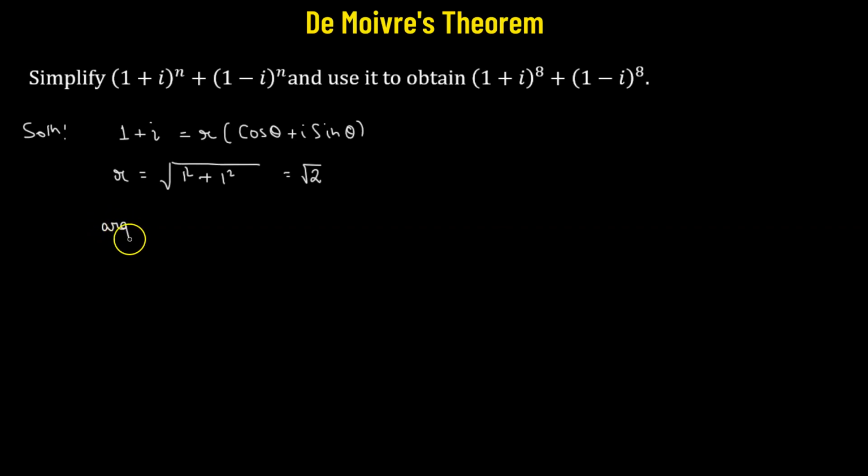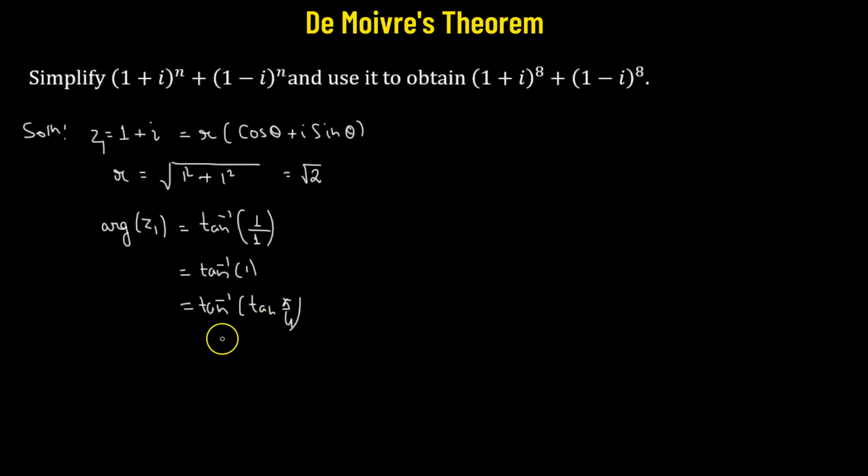Then we'll also have to find the argument. Let's call this our complex number z1. The argument of z1 will be equal to the inverse tangent of the imaginary part, which is 1, divided by the real part, which is 1. So we have the inverse tangent of 1, and we know that 1 is the tangent of pi over 4. So tan inverse of tan of pi over 4 simply gives us pi over 4. That means our complex number z1 can be represented as square root of 2 times (cos of pi over 4 + iota times sin of pi over 4).